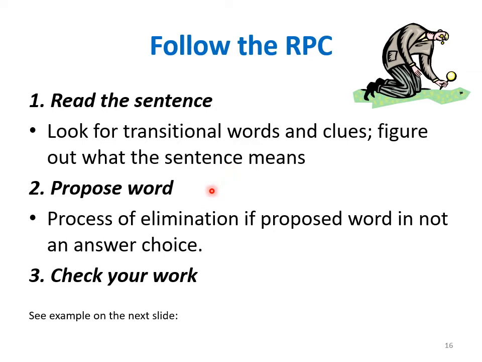Next, propose a word. Process of elimination if the proposed word is not an answer choice. Elimination we have already talked about in one of our previous lectures. So irrelevant things should be eliminated first, and then you think whether this word fits or not. If not, then think of another word which fits in that sentence, and then see what is the actual word in the text for that, and check your work. See the examples on the next slide.